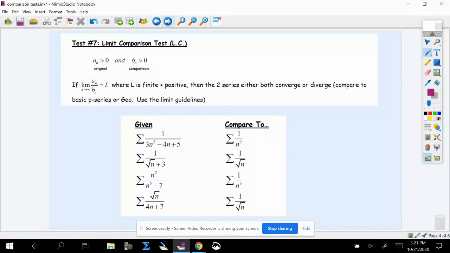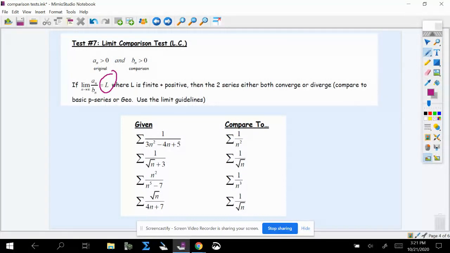The idea here is if we can compare it to something where when I take the limit of the original and divide it by the comparison, if I can get a finite number, any finite number, when I take that limit, then that means the two series have to act the same. So if the comparison series diverges, then the original diverges. If the comparison series converges, then the original series converges. Here's the nice thing with this one. You have a lot of control.